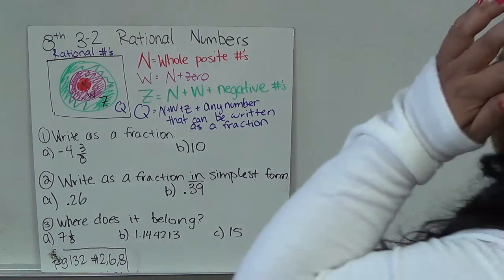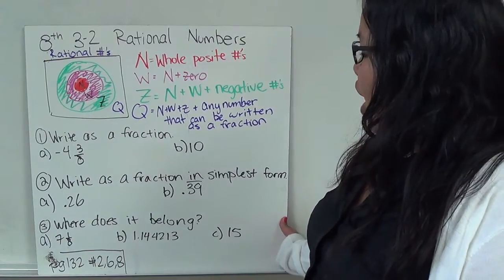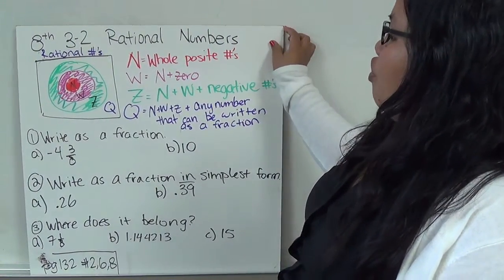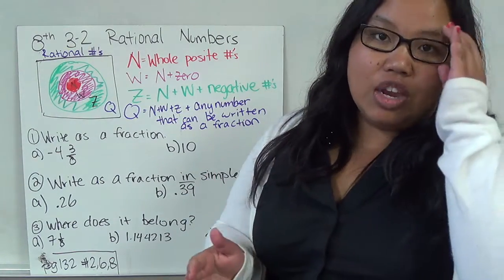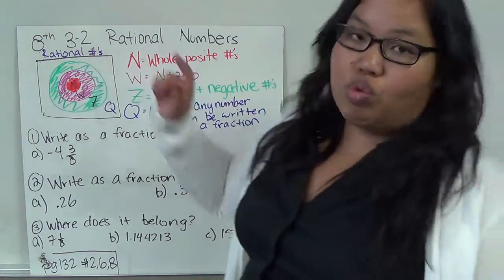In 8th grade, section 3.2, we're dealing with rational numbers. Now, numbers are categorized, and I'm going to talk to you about the categories. We have rational numbers and irrational numbers. So basically, anything that doesn't fit in the rational category fits in the irrational. So we're just going to focus on rational numbers.